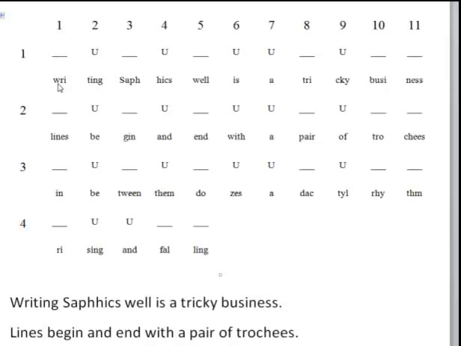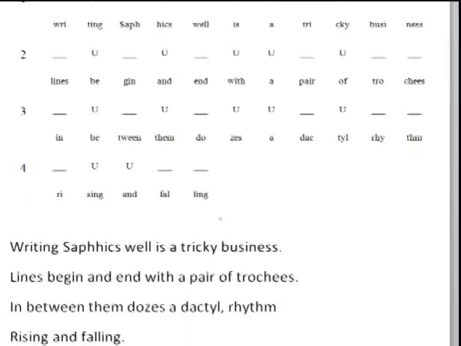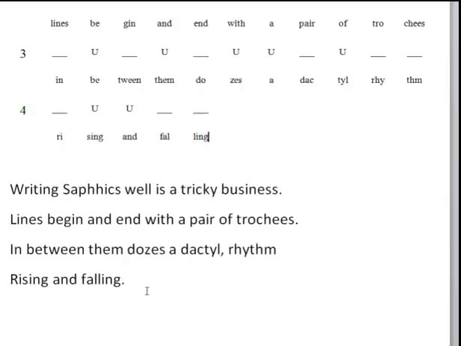Again, from the top. Writing sapphics well is a tricky business. Lines begin and end with a pair of trochees. In between them dozes a dactyl rhythm, rising and falling. Okay, good. All right, so that's the basic setup of it. Now I'm going to give you another poem, and I want you to work it out, and then come back to the next presentation, and we'll discuss it.